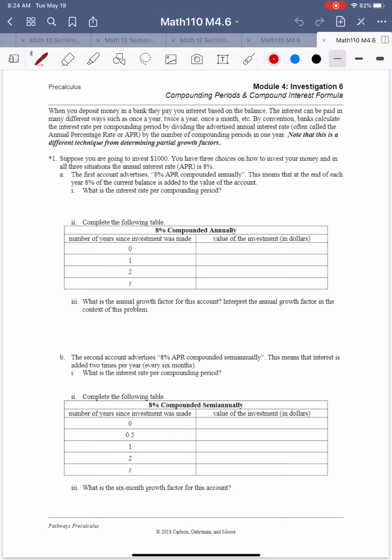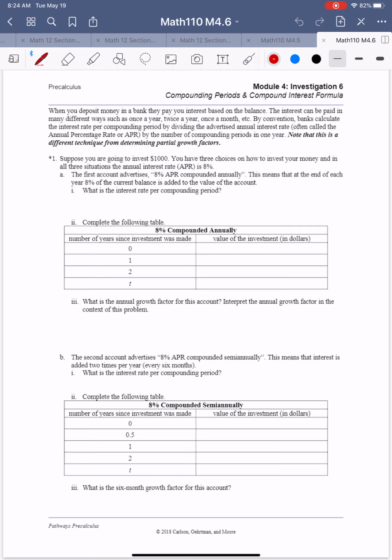Hello, this is Module 4, Investigation 6, Compounding Periods and Compound Interest Formulas. We are learning about interest at this time. So, when we deposit money in a bank, they pay you interest based on the balance. It's the money that you invest.